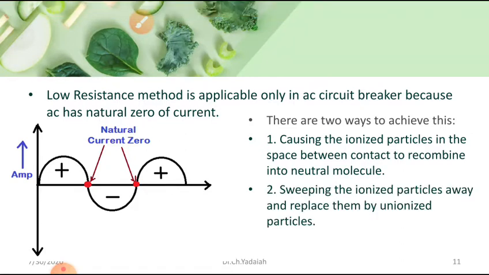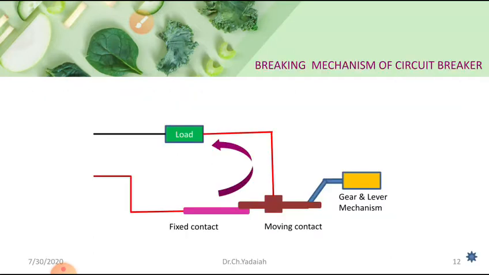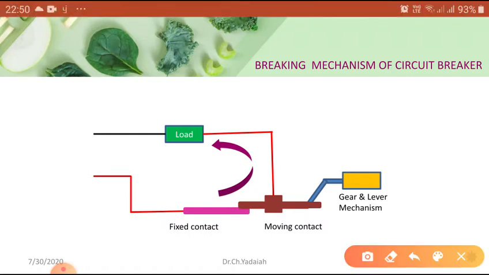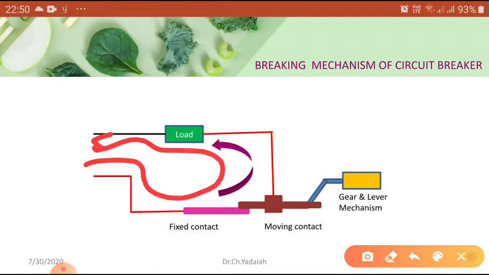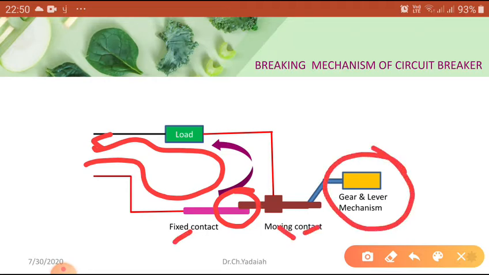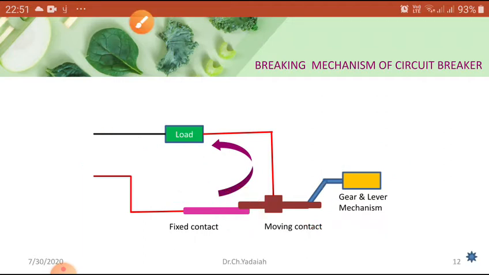Now you can see one simple breaking mechanism, how the arcing takes place in a line. Here you already know that there is a fixed contact and a moving contact. There is a load. The current is coming in one direction, and under normal condition it goes in this direction because the circuit is closed here. This is a fixed contact, this is a moving contact. The moving mechanism may be operated manually, remotely or automatically.